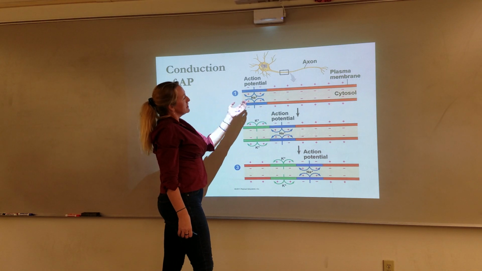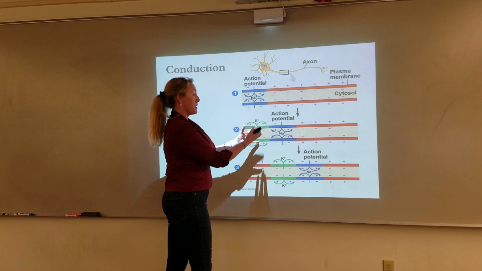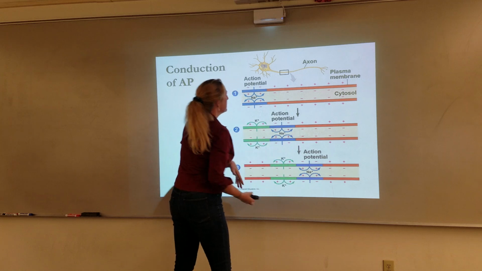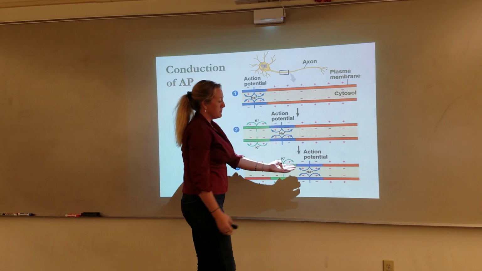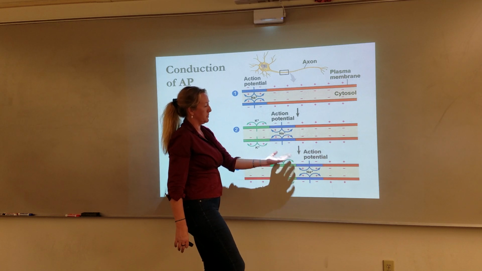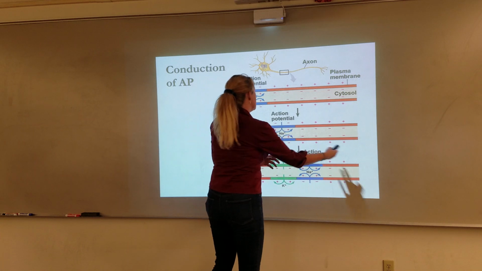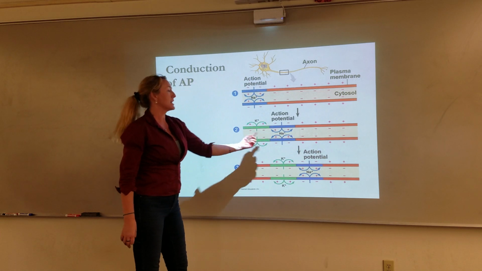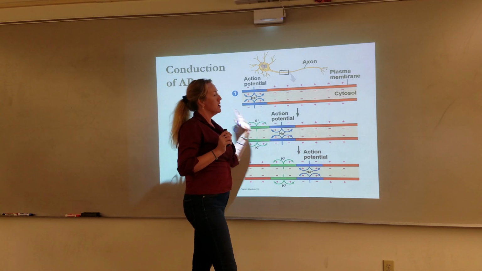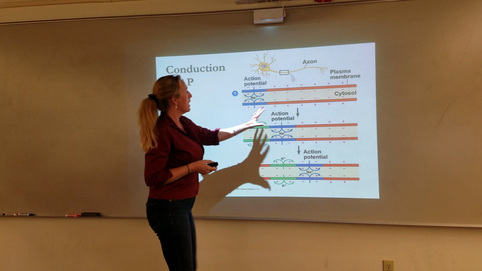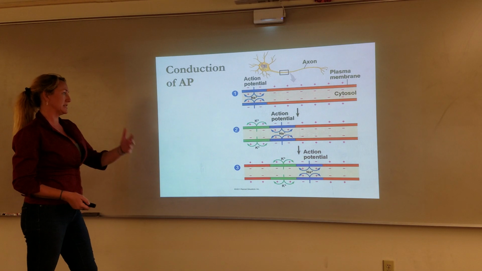Sodium rushes in and spreads to the next area, opening voltage-gated sodium channels because of the positive charge. Right behind that, potassium flows out. This triggers yet more voltage-gated sodium channels to open in the next adjacent patch of membrane. Sodium rushes in, and so on, and moves down, and potassium goes out right behind it. In this way, overlapping action potentials are zipping down the axon of that neuron. That's how it flows along, step by step.